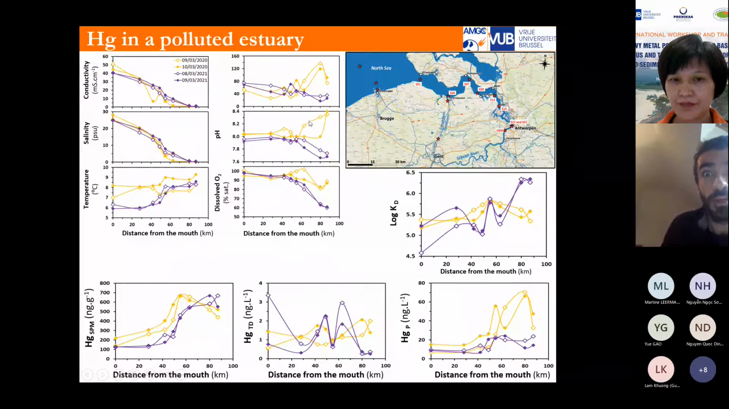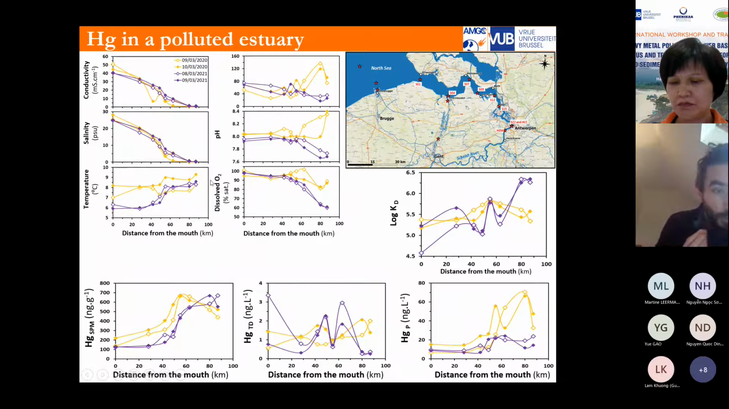pH also changed quite differently between the 2 years, and we are still wondering what this is. It might be just something wrong, because usually the pH of seawater is around 8, that's fine. And historically, the pH is a bit lower upstream in the estuary. But in 2020, we found the opposite, and we cannot explain that. Anyway, for dissolved oxygen, which can be very important in changing mercury speciation, especially methylation, you have quite a difference between the 2 years.